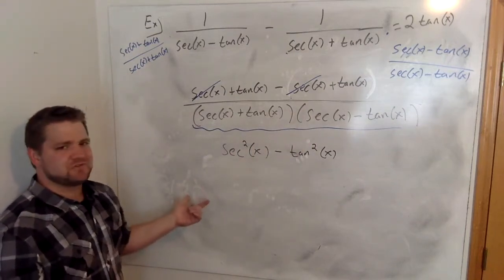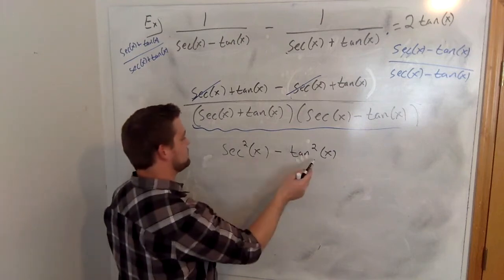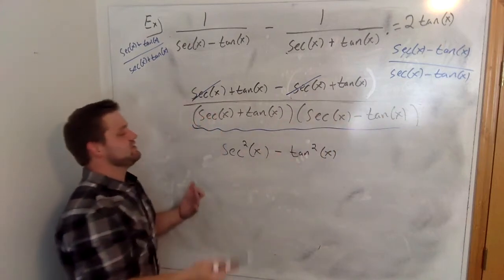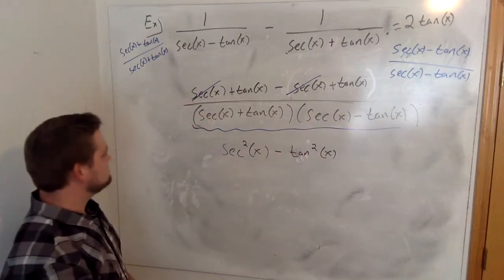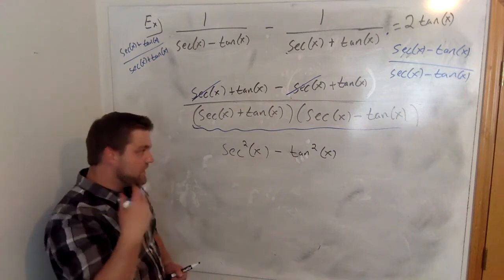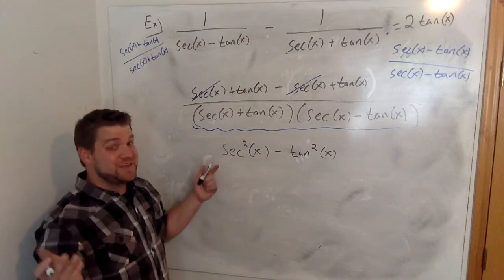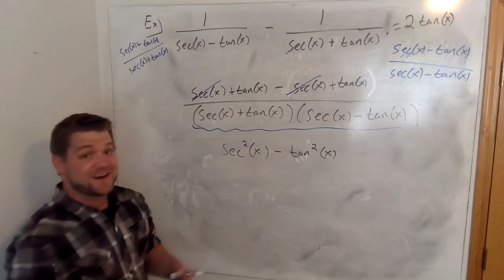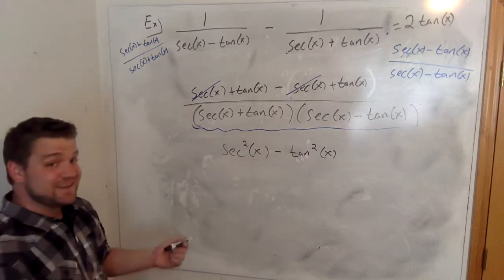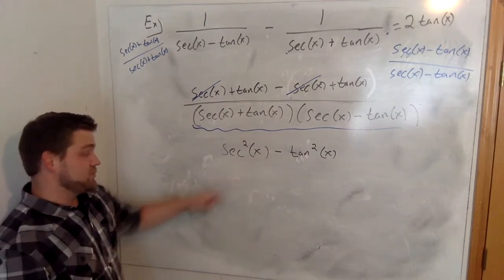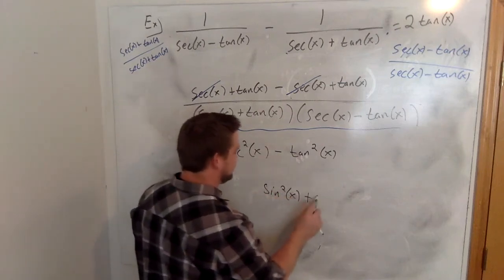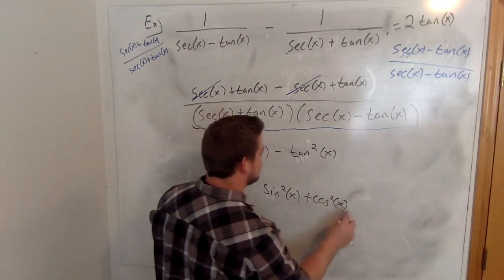Okay, this is like a difference of squares pattern. Here, this squared minus this squared would factor to sine plus tangent times sine minus tangent. This is really just the difference of squares. Well, what can we do with secant squared minus tangent squared? I'm seeing those squares, so I'm thinking, hey, Pythagorean identity. Either you remember the Pythagorean identity with tangents and secants, or I just remember that sine squared of x plus cosine squared of x is equal to 1.